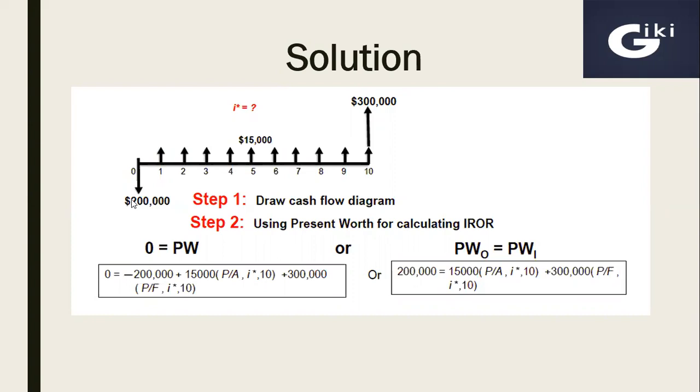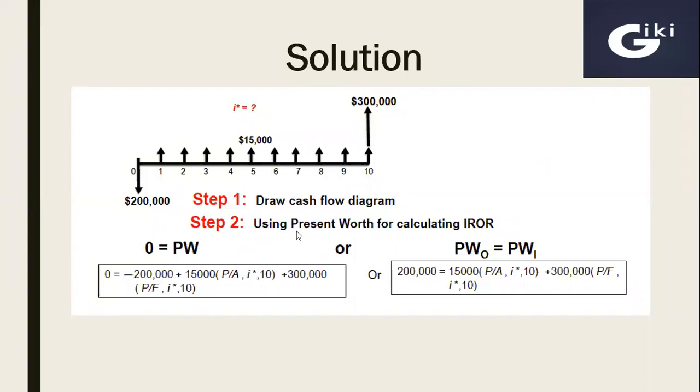So initial investment at time zero is $200,000, and from year 1 to year 10, the company can save $15,000 every year. So this is an annual series of payment from 1 year to 10th year. Then the company can save an additional $300,000 at the end of the 10th year. So step 1 was to draw the cash flow diagram that we have drawn.